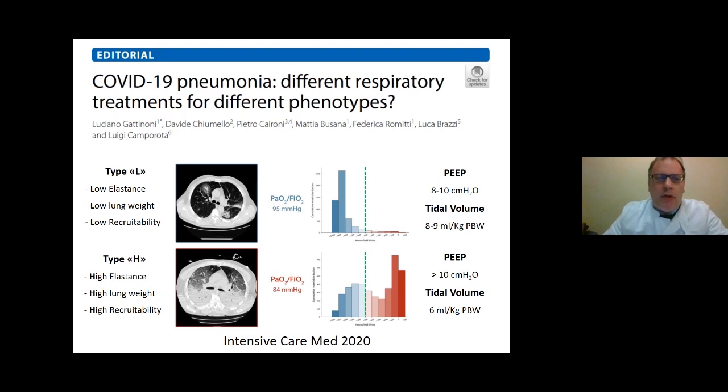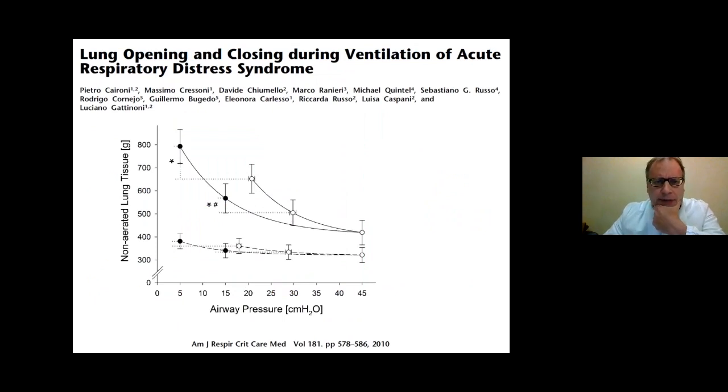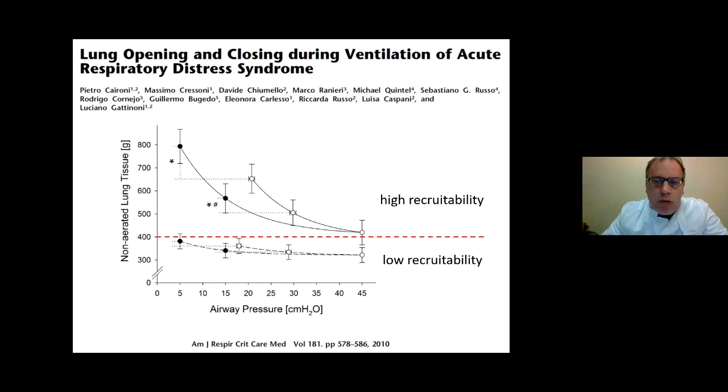Because the reason for hypoxia in type L COVID-19 is probably to be located at the vascular side, it's quite clear that high PEEP level is not indicated, but in this patient we have to set a moderate to low level of PEEP. This is consistent with the fact that patients with a low potential for lung tissue recruitability also show a smaller amount of non-aerated lung tissue compared to patients with a high recruitability that positively respond to high level of PEEP.